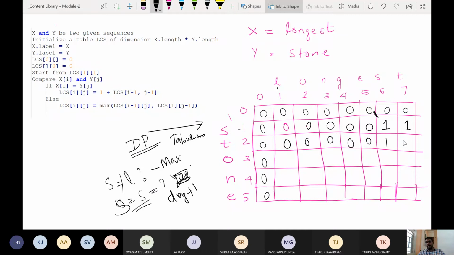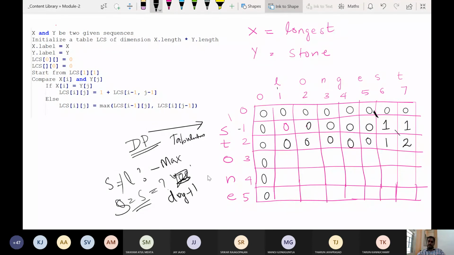What about T and T? 2. Why? Because T and T are matching. So go to the diagonal position. You have to simultaneously subtract 1 from the row index and 1 from the column index and get into this diagonal position, add 1. So 1 plus 1 is equal to 2. There is no maximum comparison.